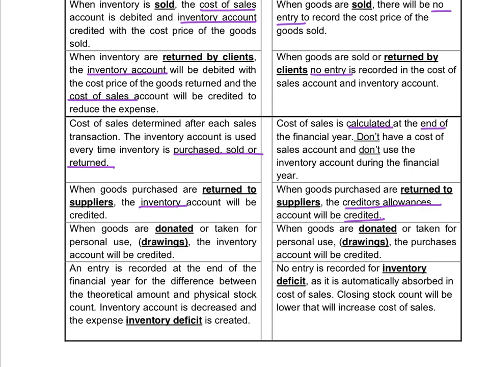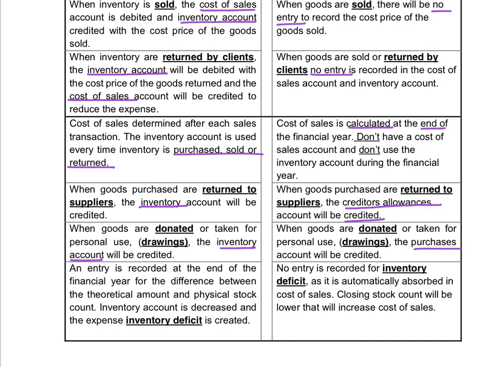When goods are donated or taken for own use by the owner, the inventory account is credited to reduce the amount of inventory. In the periodic system, when goods are donated or taken for personal use by the owner, the purchases account will be credited because we want to decrease the expense for purchases, because these goods that were originally purchased with the purpose of selling at a profit are now used for something else and can't be part of the expense for purchases.